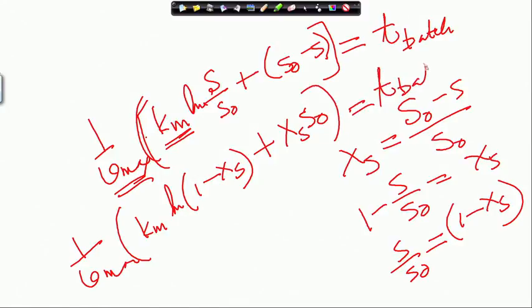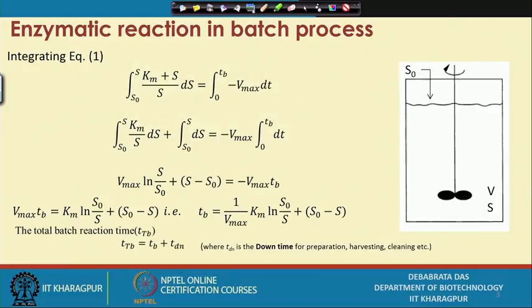Now, why were we interested in that? Suppose we want to convert 50% of substrate, we just put X equal to 0.5 here, and the initial substrate concentration, and we can put the value of Km, and we can easily find out the value of T batch. Now, a similar thing has been written here. This is how finally we derive this equation. This is T batch.